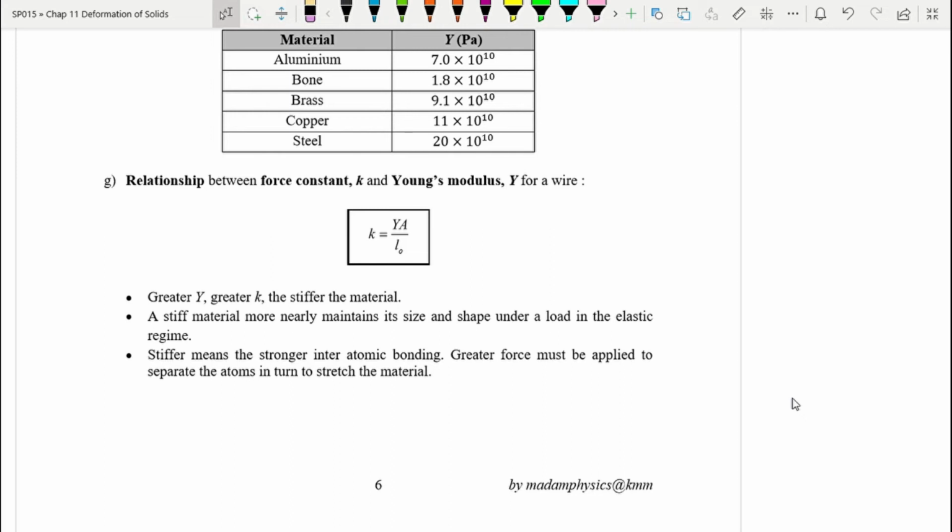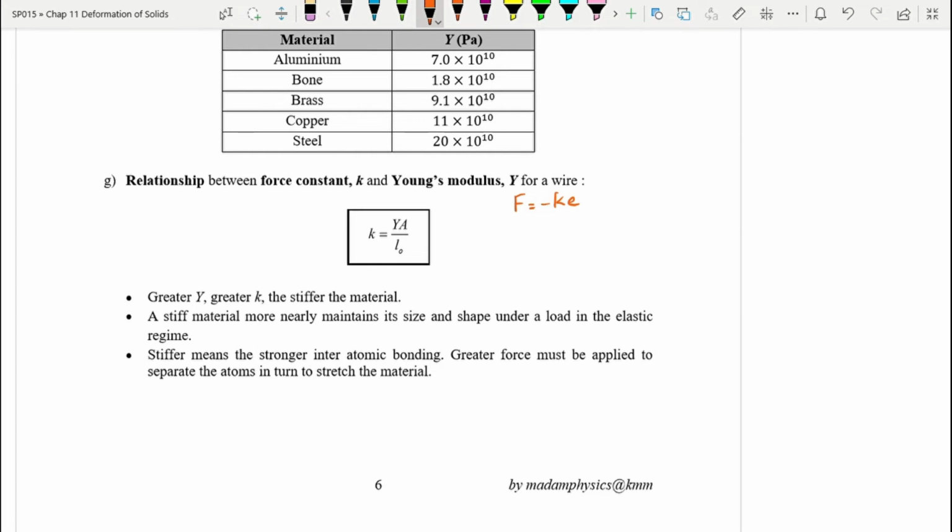Apa relation antara K dengan Young modulus dan apa itu K? K ni actually force constant ataupun selalunya kita gunakan word spring constant yang ada dalam formula Hooke's law, which is F equals to negative KE ataupun negative KX. X atau E itu adalah extension.